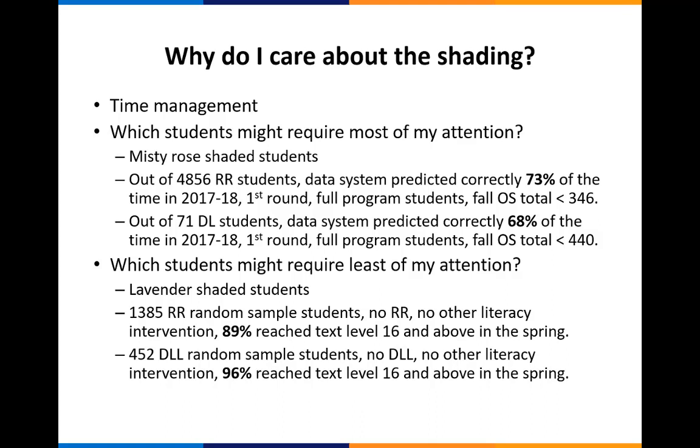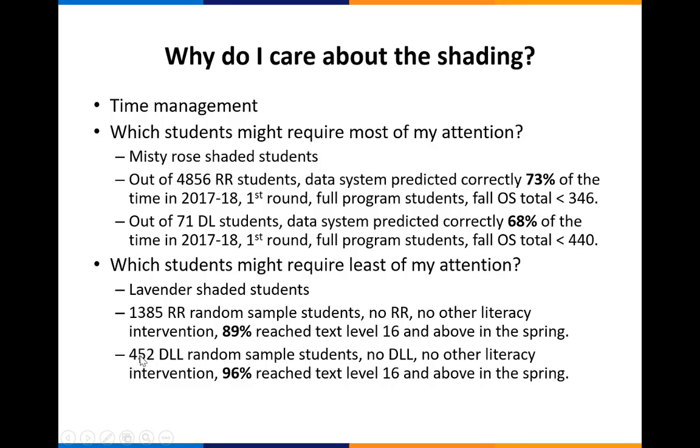To test this out, I looked at our random sample students. I looked at 1,385 of our random sample students who had that fall OS total score of 418 or greater, and I made sure that they didn't get Reading Recovery, and that they didn't get any other literacy intervention, and 89% of them reached the text level of 16 or above in the spring. So lending some evidence that with 418, you may not have to monitor those kids as much.